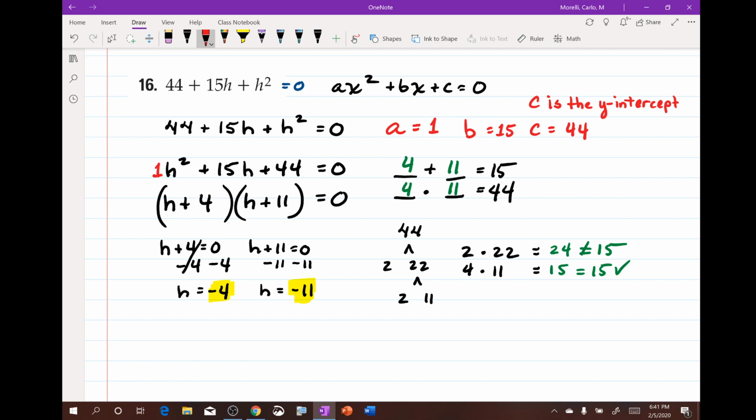So when I asked you before, what is the y-intercept of this quadratic equation? Or I could ask it a different way. Where does this quadratic function cross the y-axis when graphed? What would you tell me? That's right. And can you tell me that as a coordinate pair? Would it be 0, 44 or 44, 0?